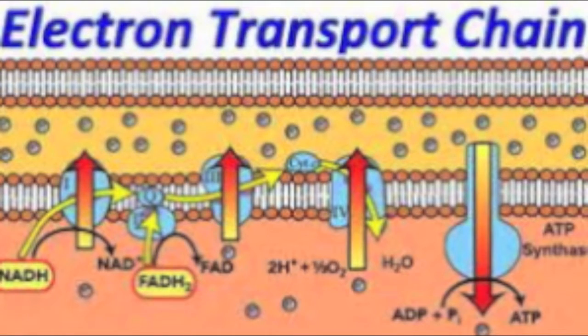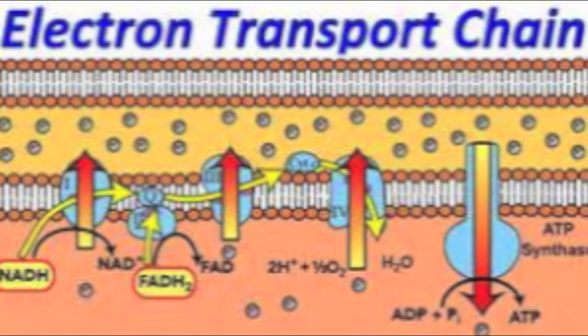The third and final event is the electron transport chain. This process can be further divided into three main events for better understanding. The first event is the oxidation reduction reactions.